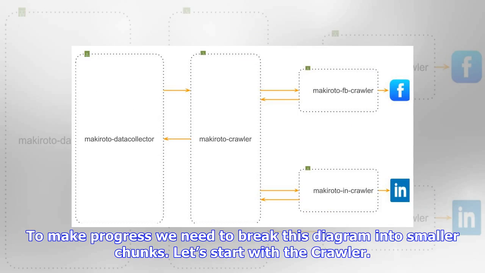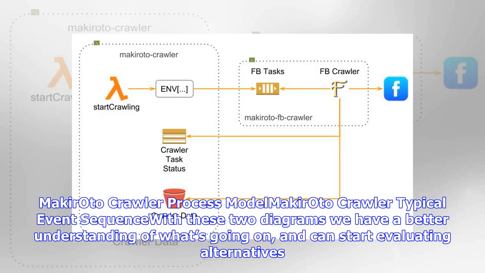To make progress we need to break this diagram into smaller chunks. Let's start with the crawler. Makiroto crawler process model. Makiroto crawler typical event sequence. With these two diagrams we have a better understanding of what's going on, and can start evaluating alternatives.